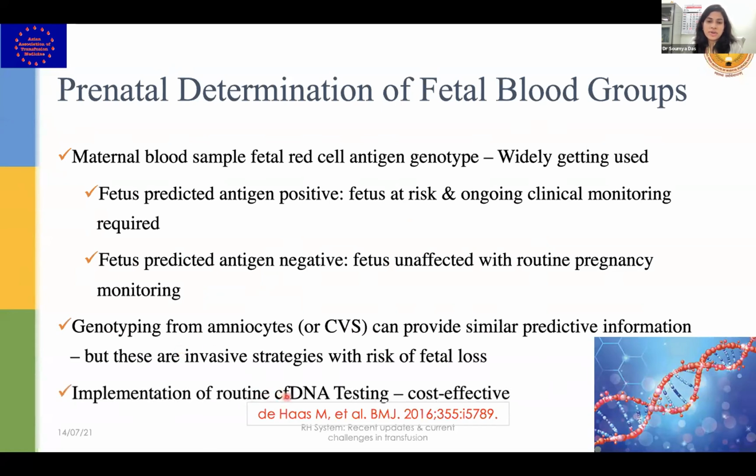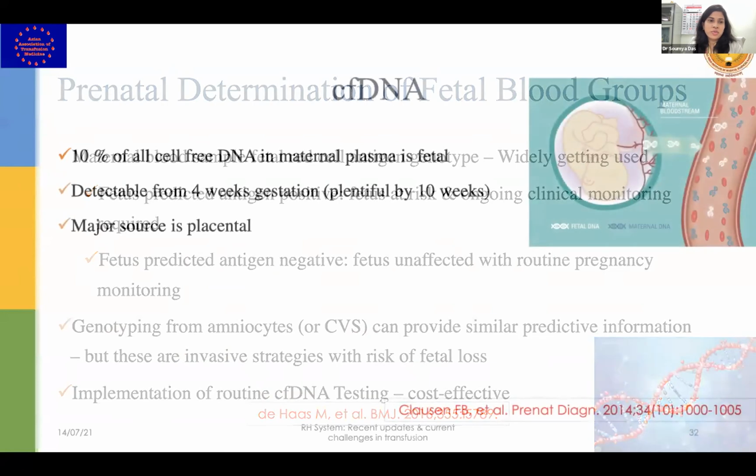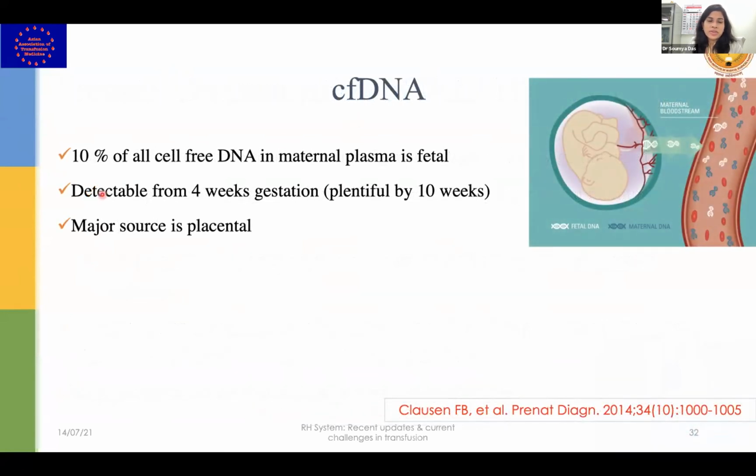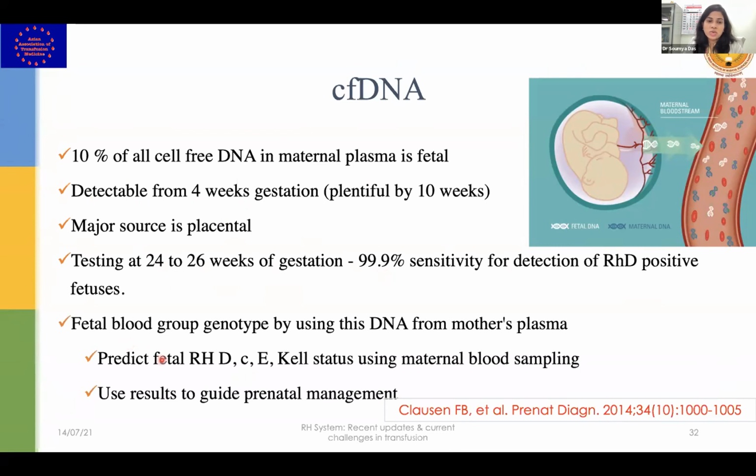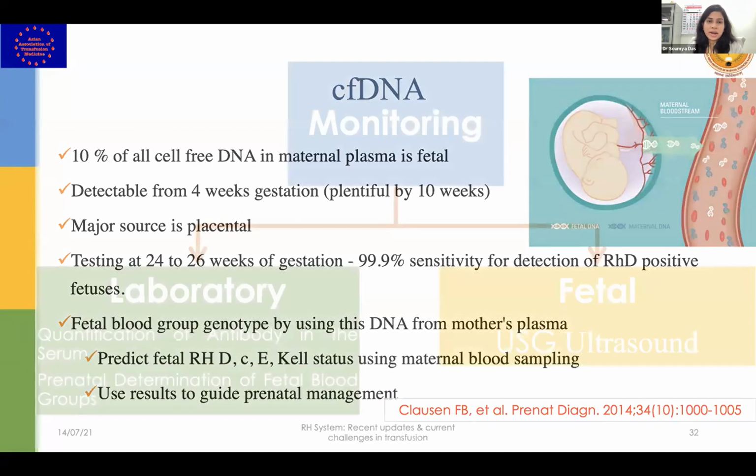Hence, the new technique of cell-free DNA testing is being implemented and has been shown to be a cost-effective strategy in various parts of the Western world. So what is cell-free DNA? About 10% of all the cell-free DNA in maternal plasma is of fetal origin, and it is detected as early as 4 weeks of gestation, and plentifully available by 10 weeks. Their major source is the placenta, and it is ideal to test at 24 to 26 weeks of gestation, and it has shown 99.9% sensitivity for detection of an RhD positive fetus. It is also being used to detect the status of RhD, small c, capital E and Kell using the mother's blood sampling, and it can guide perinatal management.